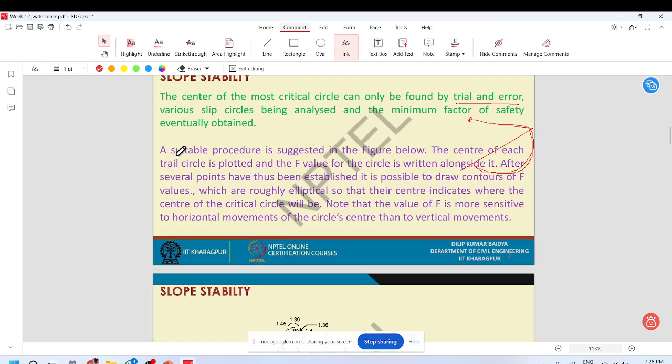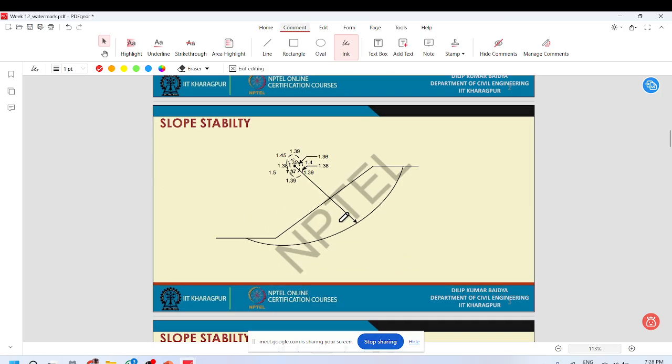Okay, so let's discuss this procedure. A suitable procedure is suggested in the figure below. The center of each trial circle is plotted, and the F value of the circle is written alongside it. After several points have thus been established, it is possible to draw contours of F values which are roughly elliptical, so that the center indicates where the center of the critical circle will be. Note that the value of F is more sensitive to horizontal movements of this circle center than vertical movements.